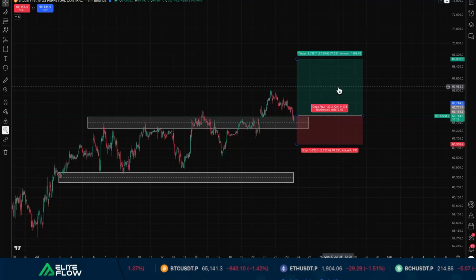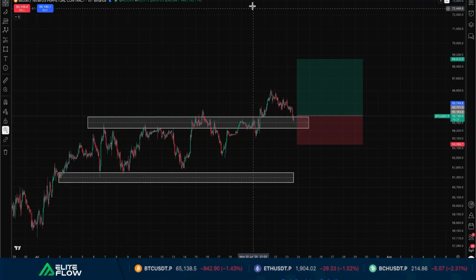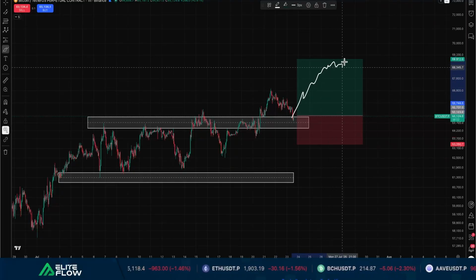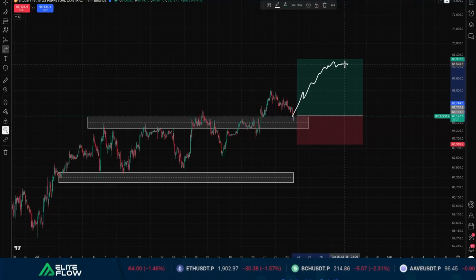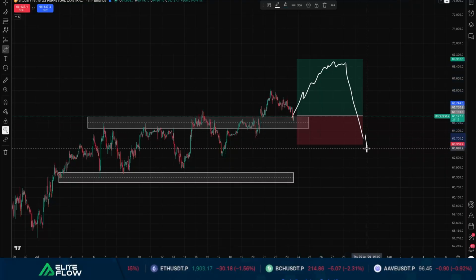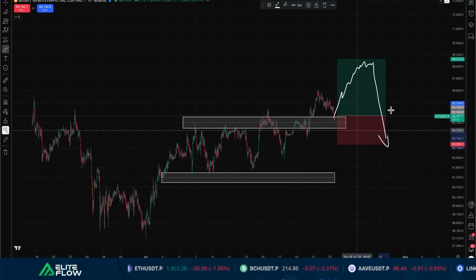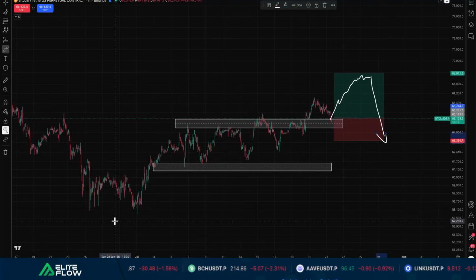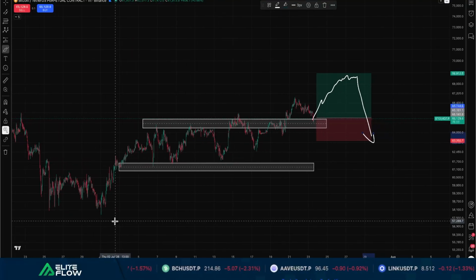Something like this is what I'm waiting for. Okay, now, if this moves up exactly here, I'm going to close my trade and I'm going to open a new short position. Okay, because then I would be aiming for quite lower targets, because I'm still keeping in mind we are in a bear market.